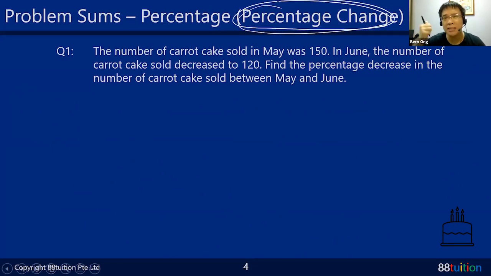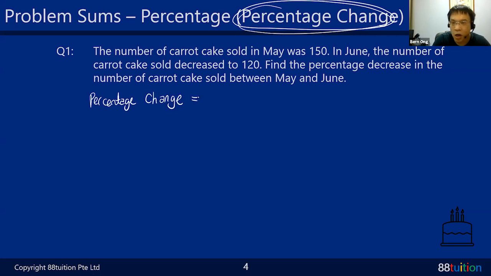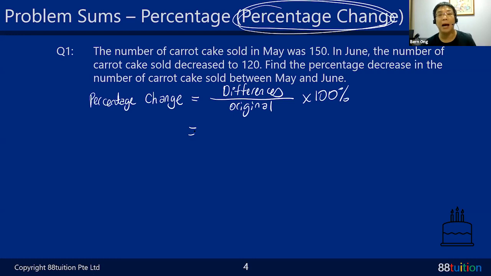So when they say the word percentage change, percentage decrease, percentage increase, all this, right? Remember this formula for me. I'll just generally call it percentage change. It's called the difference over the original times 100%. So it's a fraction times the 100%. Very, very useful. Yes, I love mathematics.